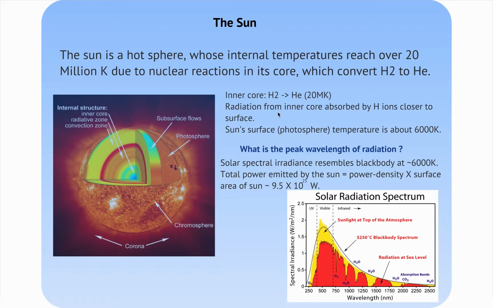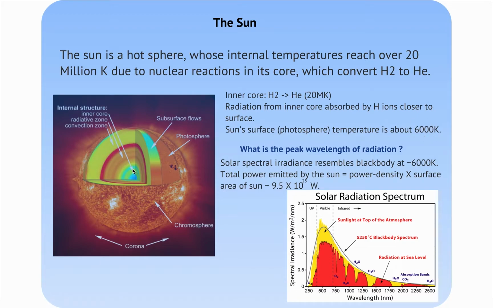of photons. This from the inner core gets emitted, blasted out from the center, but quite a lot of it gets absorbed by the hydrogen ions closer to the surface. So the temperature as you go out reduces. Right? So the sun's surface, which is also referred to as the photosphere, has a temperature of about 6,000 Kelvin.